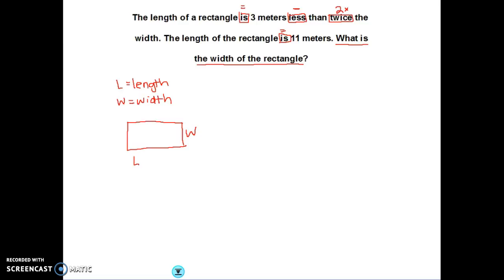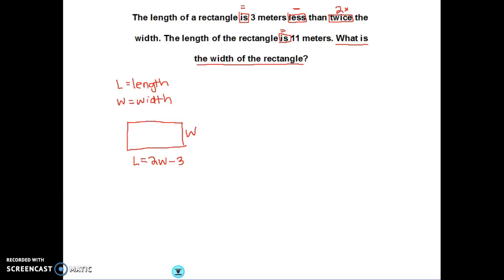Going back to the question, we know that the length of the rectangle is 3 meters less than twice the width. So here for length, I can write is equals 3 meters less, which means we're going to start with something and take away 3. It's 3 meters less than twice or 2 times the width. So that means that we're going to start with 2 times W and take away 3.